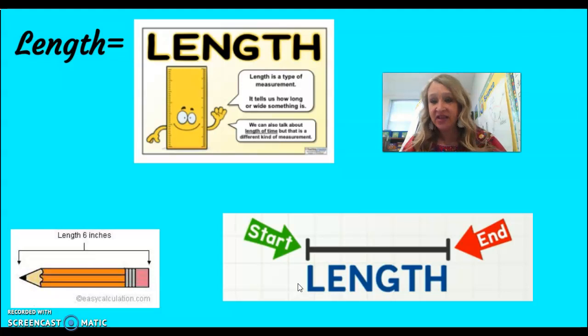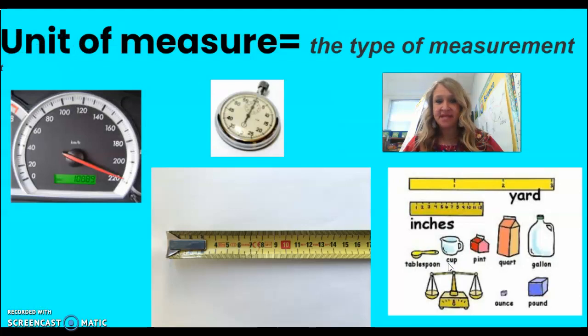Length. Say length. Length is a type of measurement. It tells how long or how wide something is. It has a start end and an end end. Unit of measure. Say unit of measure. A unit of measure is the type of measurement. We can measure speed, time, length, weight.